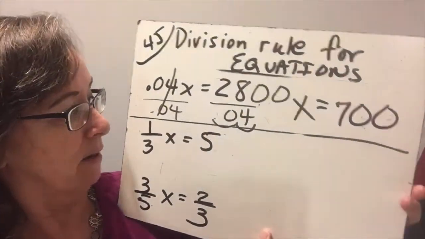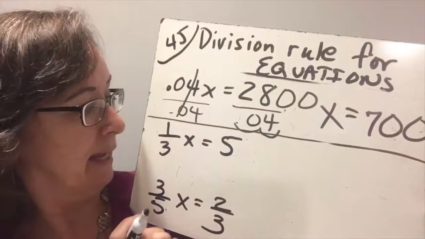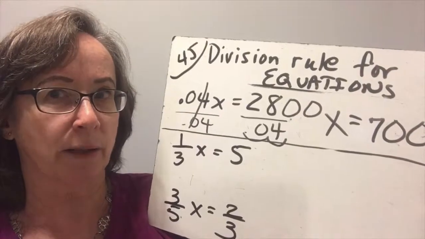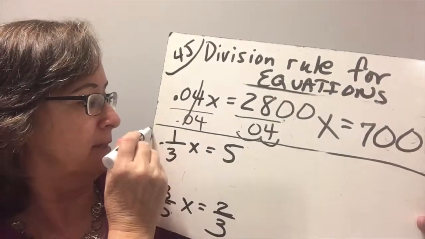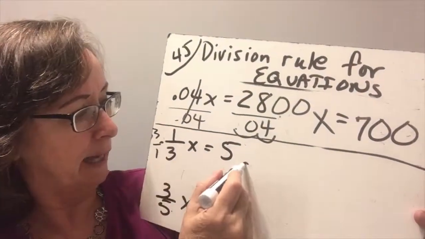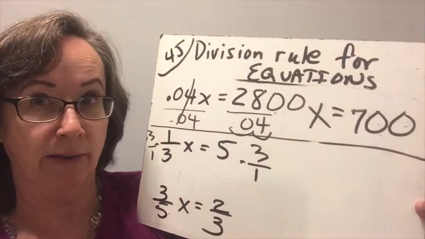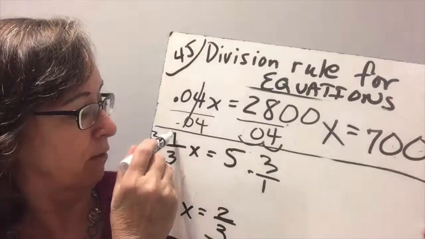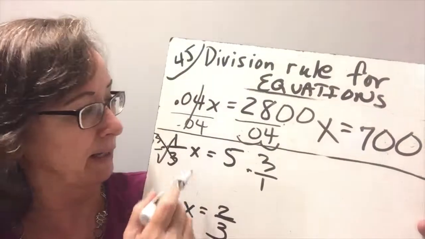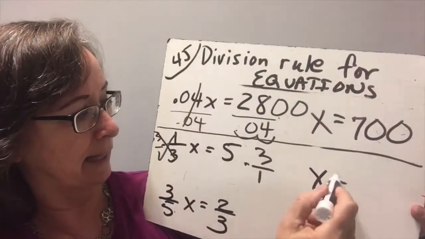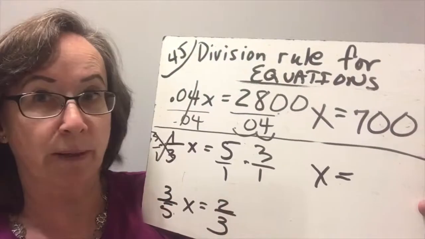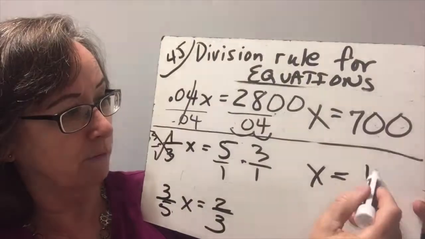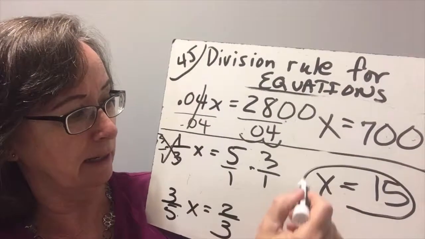Okay, so now we're going to look at this one. And instead of dividing by 1/3, I'm going to multiply by the reciprocal of 1/3, which is 3/1. And I must do the same thing on the other side. We must be equal in the way we treat them. So 3 times 1/3 is 1, and I end up with x is, remember I can always put a 1 under any integer. So 15/1 is just 15.